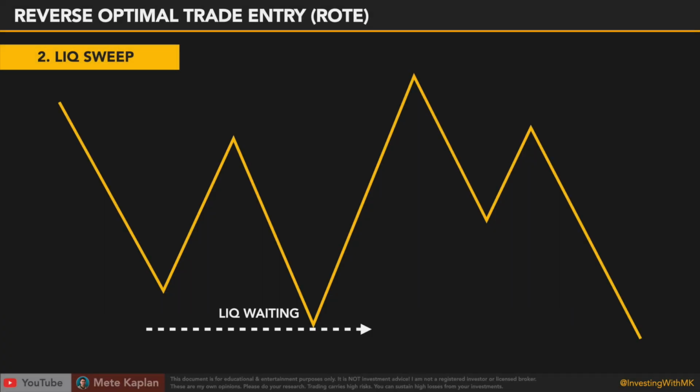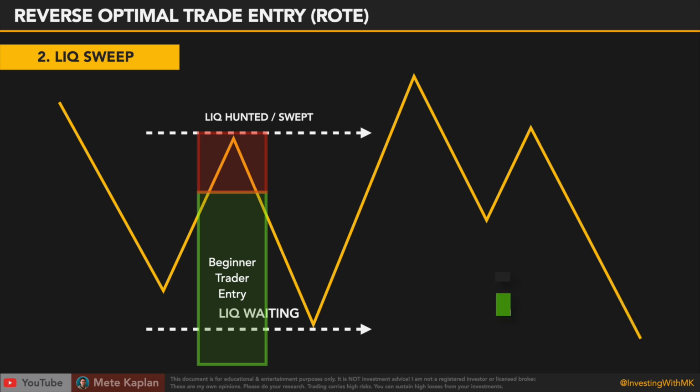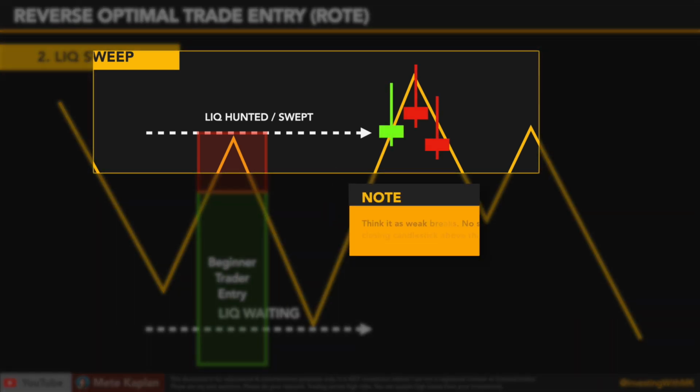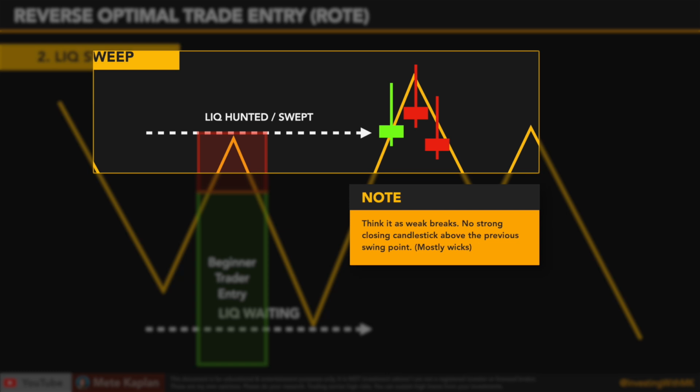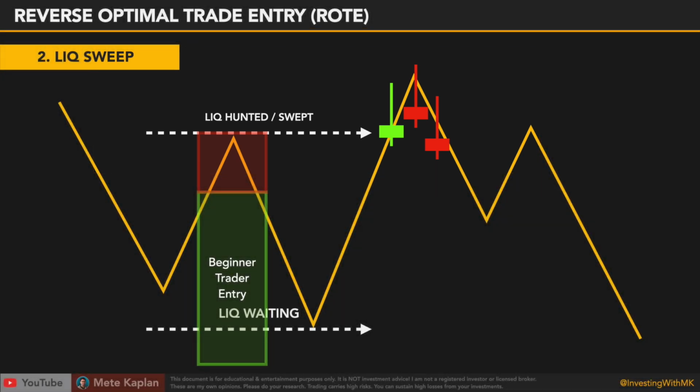The second step of this trading formula, identifying a liquidity sweep, also known as stop-loss hunt. It is actually a simple idea. You may think of it as weak breaks. Price is having a hard time making strong breaks. You'll generally see long wicks and quick reactions, because the aim of the market maker is just hunting stop losses from a previous swing point.